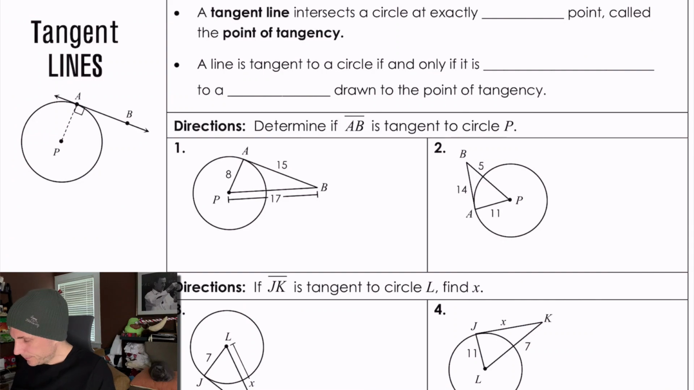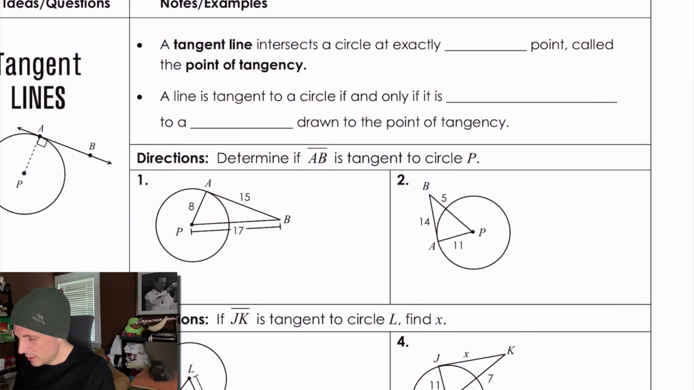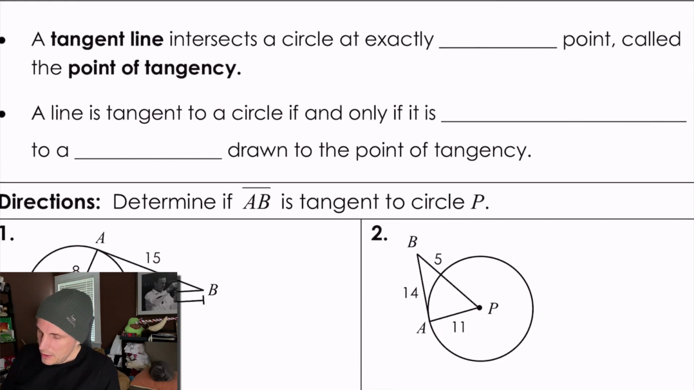So if you see this little note-taking guide that we have here, it says a tangent intersects a circle at exactly how many points? 1 point. Called the point of tangency. The boldface terms there are just the vocabulary you need to know.